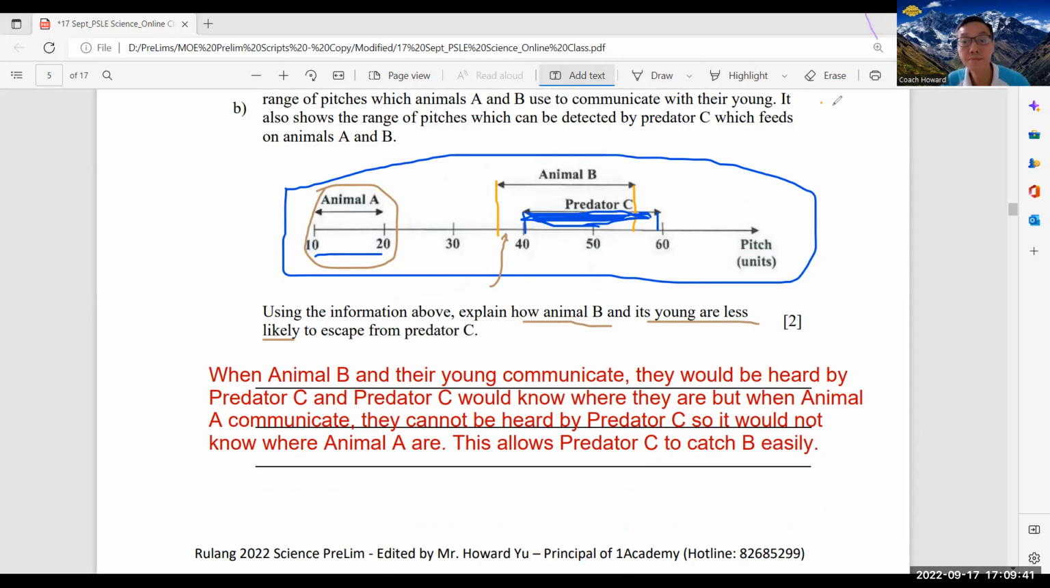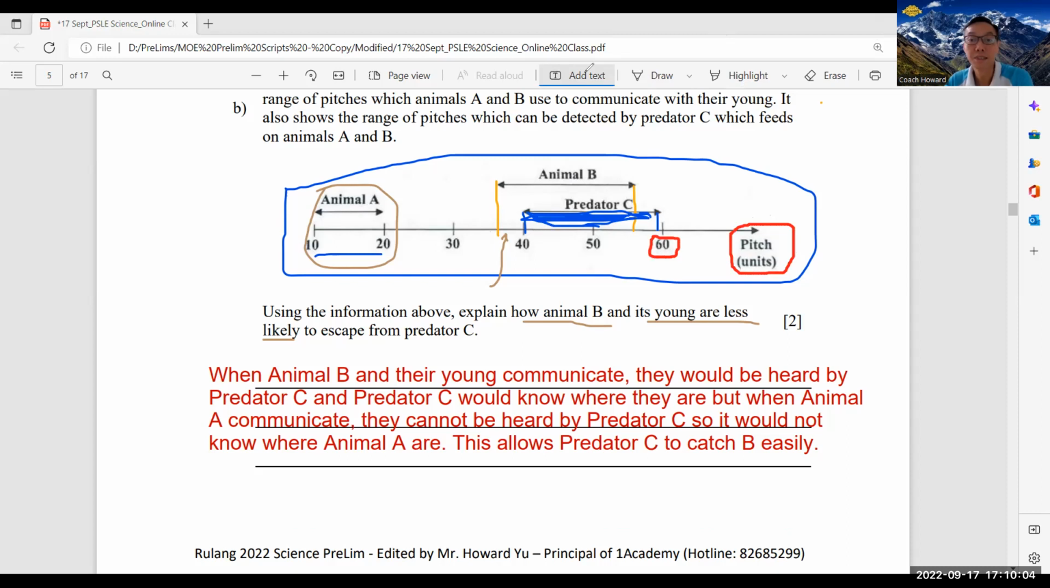Is it higher the units, higher the pitch? Yeah, higher the pitch. Actually here, to be more scientific, they should use the units for frequency, the units for this pitch, like hertz. But here to make it simple, they use pitch. Okay, just treat it as the higher the number, the higher the frequency.